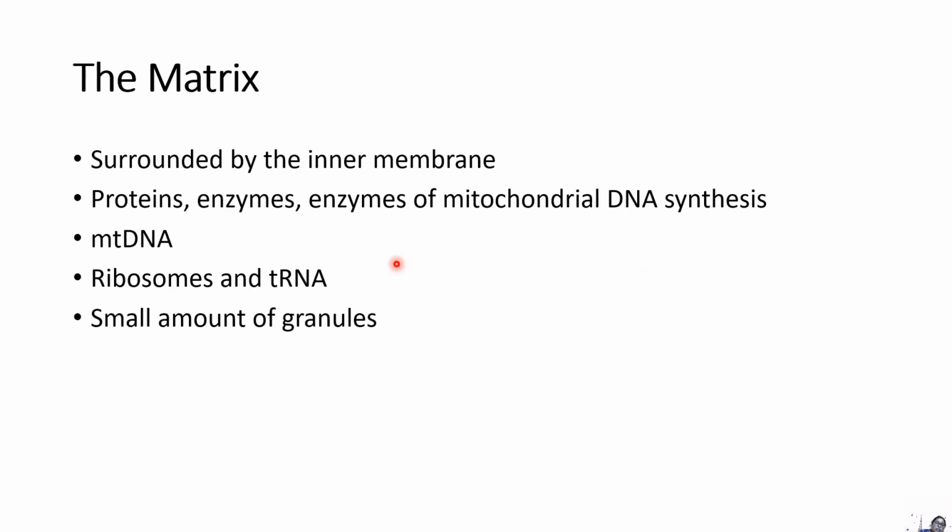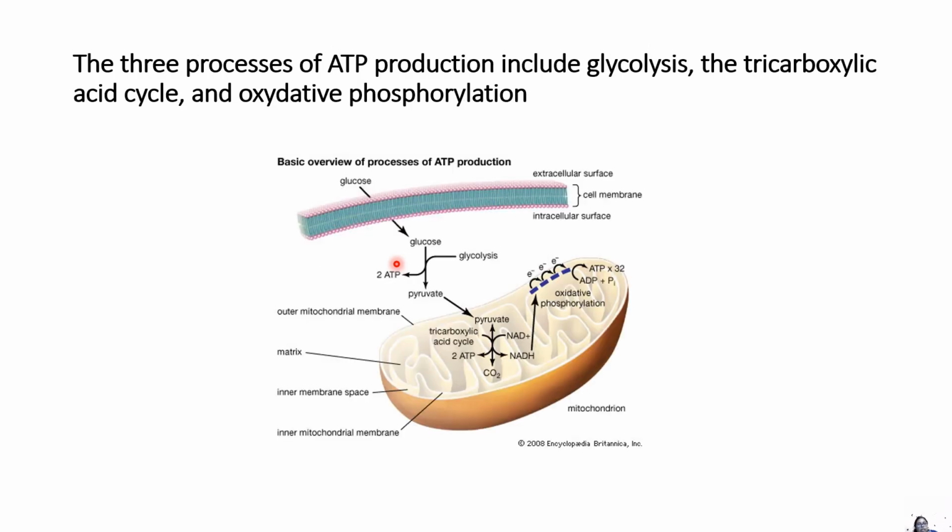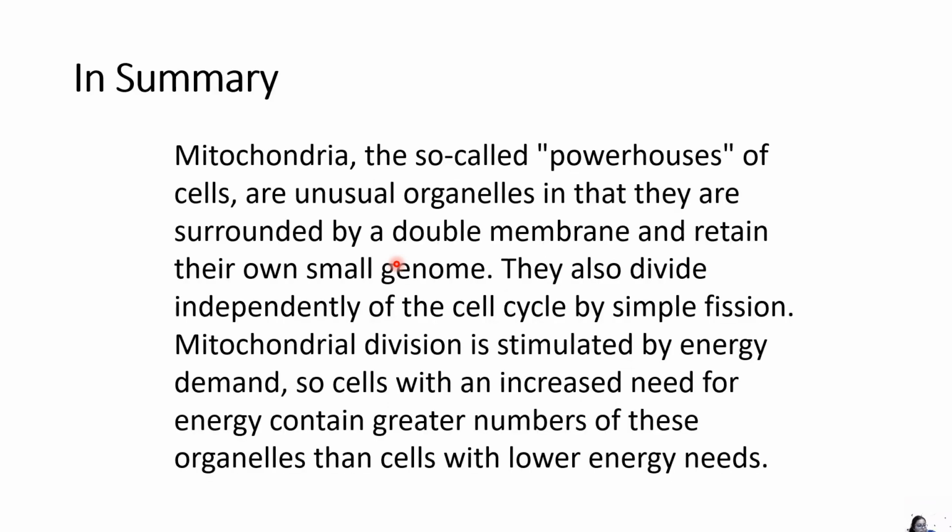Now the matrix is surrounded by the inner membrane. Proteins, enzymes of mitochondrial DNA synthesis are all there. Ribosomes and tRNA and a small amount of granules are also there. So what are the events that take place in the mitochondrial matrix? The tricarboxylic acid cycle, Krebs cycle. Then we have the beta oxidation of fatty acids, oxidation of amino acids, and replication of the mitochondrial DNA. Okay. So the 3 processes of ATP production include glycolysis, the tricarboxylic acid cycle, and the oxidative phosphorylation. That's the three steps.